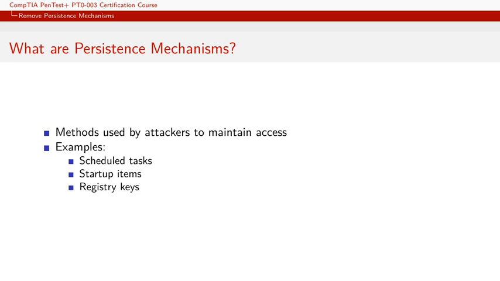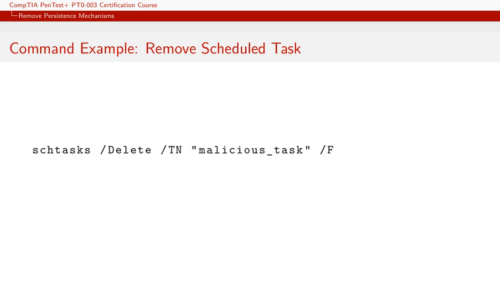Understanding these methods is crucial for identifying and removing persistence mechanisms, thus breaking the attacker's continuous control over the compromised system. Now, let's focus on how to remove scheduled tasks, which are commonly used persistence mechanisms. On this slide, you can see an example of a command used to delete a scheduled task in Windows.